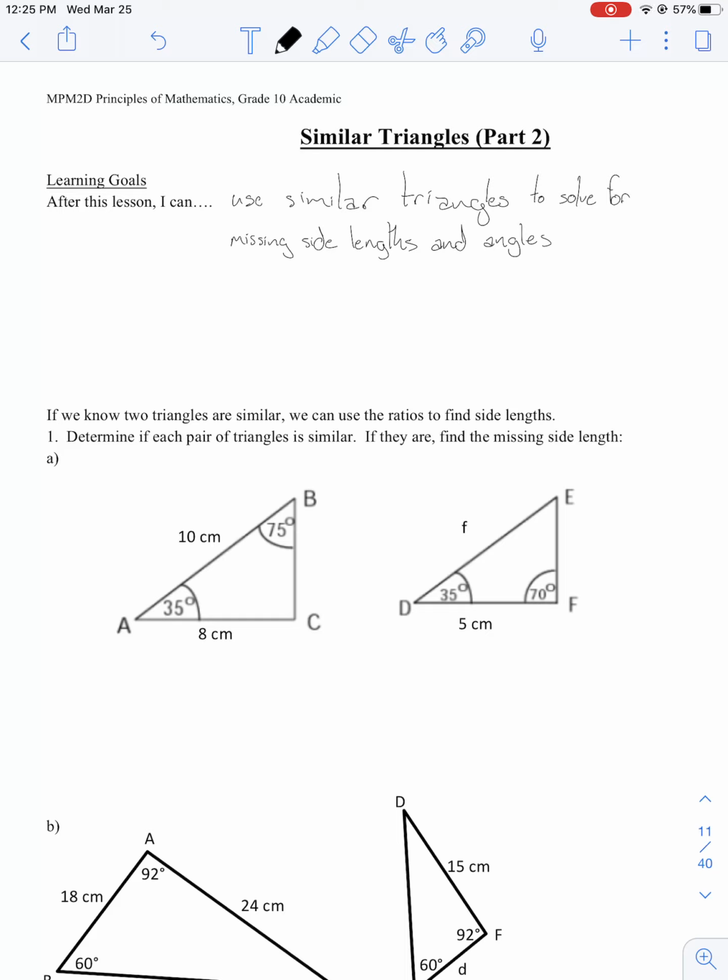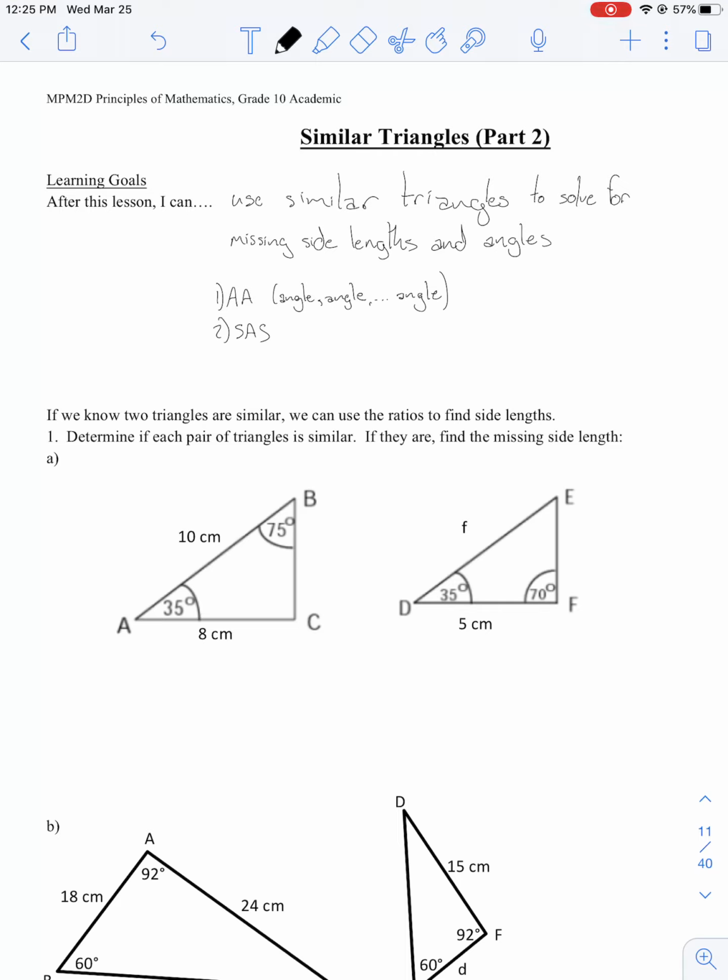So today's learning goal: use similar triangles to solve for missing side lengths and angles. And remember from last lesson, we proved that two triangles are similar by a method, angle, angle. Of course, if you do know two angles, you know the third angle, so you really could call this angle, angle, angle.